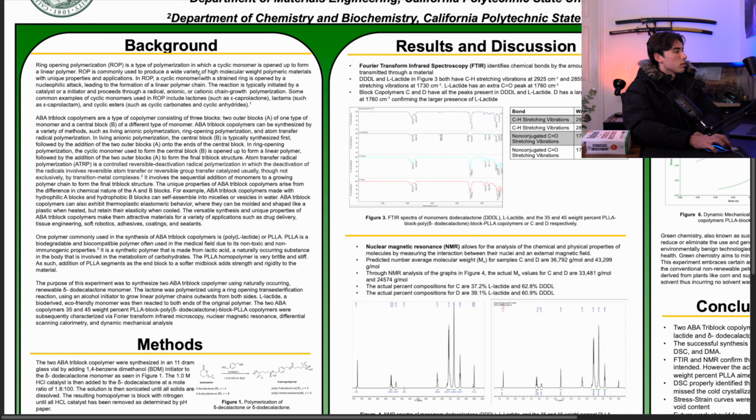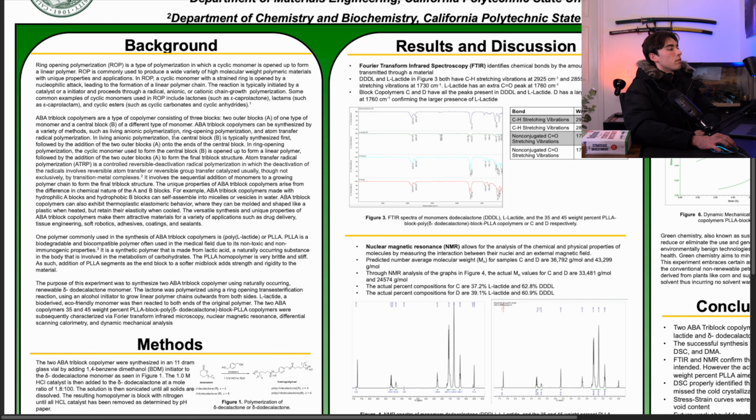For a little bit of background, ring opening polymerization, which is the polymerization we used, is a type of polymerization in which the cyclic monomer is opened up to form a linear polymer. It's commonly used to produce high molecular weight polymeric materials with unique properties and applications. A cyclic monomer with a strained ring is opened by a nucleophilic attack, which leads to the formation of a linear polymer chain. This reaction is typically initiated by a catalyst or initiator and proceeds through a radical, anionic, or cationic chain growth polymerization, and common examples are ε-caprolactone, so generally lactones, lactams, and cyclic esters.